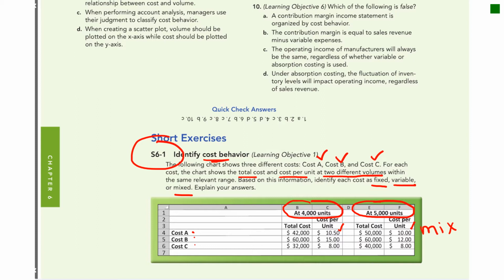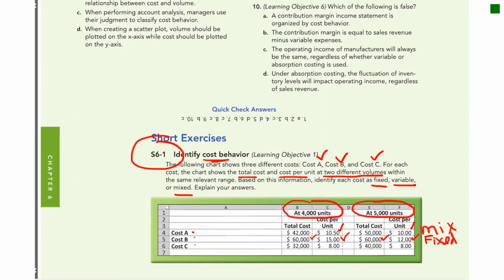On cost B, you've got a total cost of 60,000 at 4,000 units. And notice in this one, the total cost is still 60,000 at 5,000. So right away, I'm thinking that's got to be a fixed cost because the total cost didn't change. And of course, the per unit should vary, and it's going to. So 60,000 divided by 4,000 gives you $15, and then 60,000 divided by 5,000 gives you $12. So we know that's a characteristic of a fixed cost, because remember, under fixed cost, the per unit actually goes down as volume goes up.